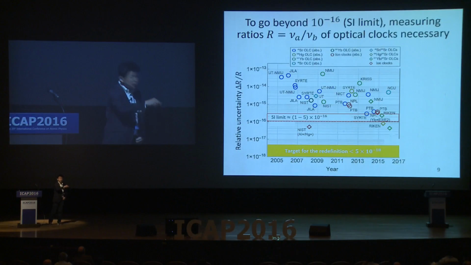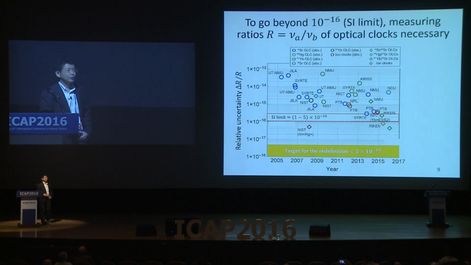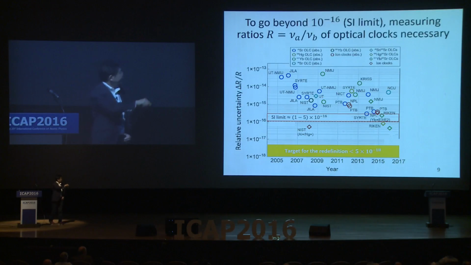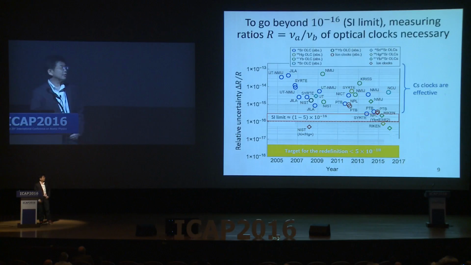So to go beyond the SI second uncertainty, measuring the ratio of optical clocks is important. This is the summary of these measurements. Up to mid 10 to the minus 16, cesium clocks are very effective. But beyond that, we need better optical clocks.